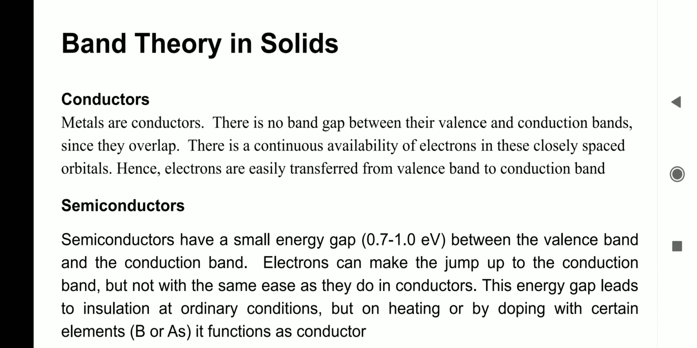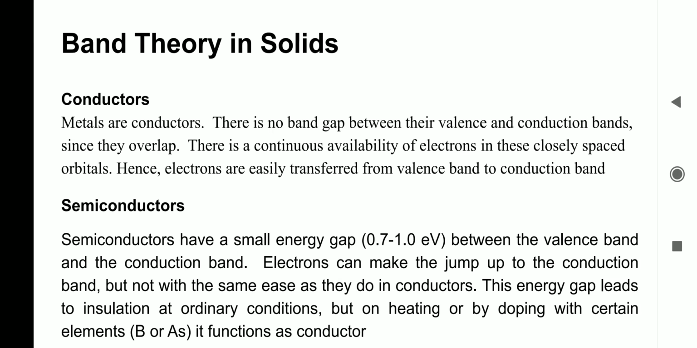Now we have come to the last topic of our lecture, and that is band theory of solids. With the help of this theory, we can classify the materials into three categories, which are conductors, semiconductors and insulators. Conductors we have discussed right now. Metals are the conductors, and as we have noticed, there is no band gap between the valence band and the conduction band, since these bands are overlapping.